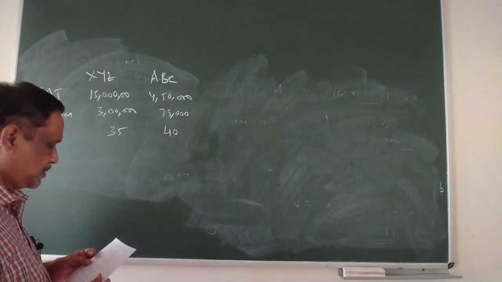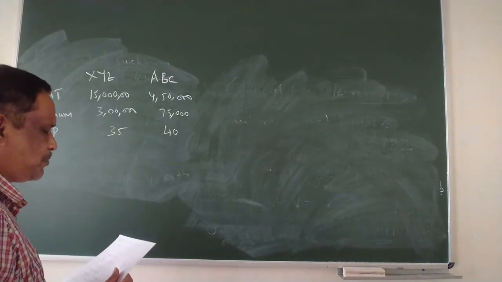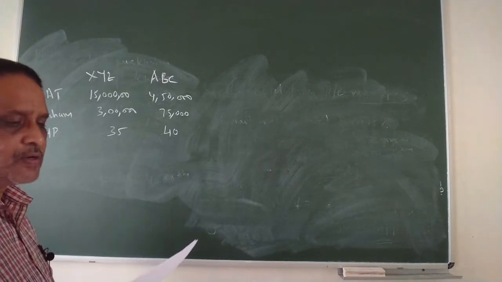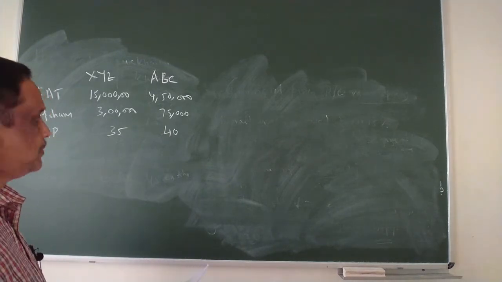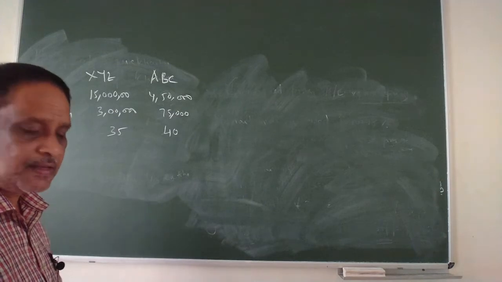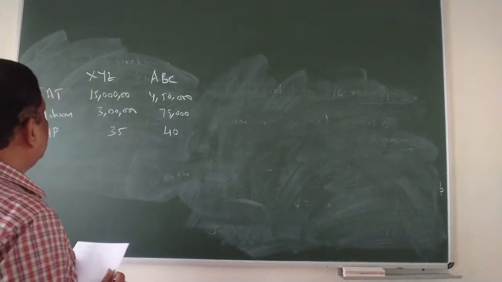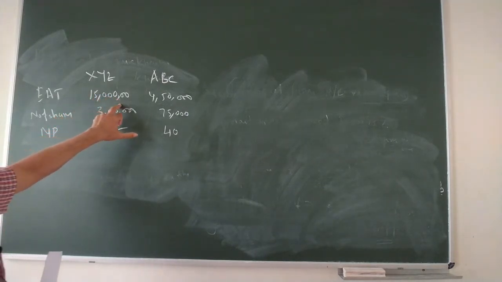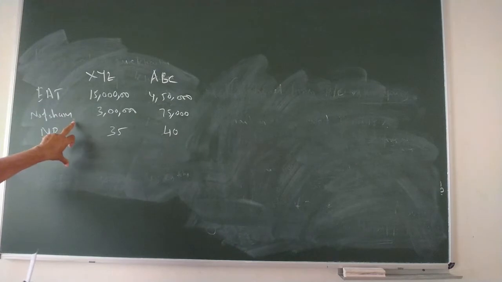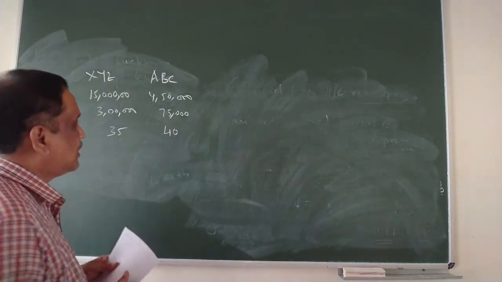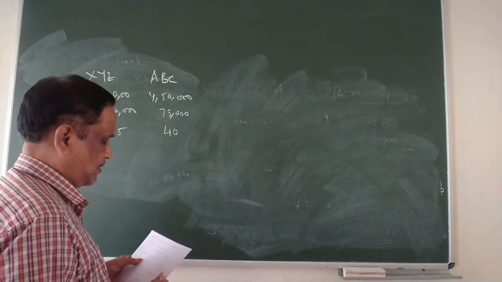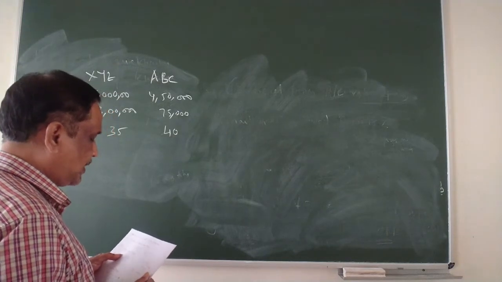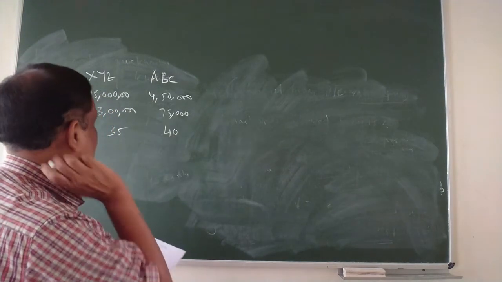So this is the next problem in mergers. XYZ is giving 1.6 shares of XYZ to acquire 1 share of ABC. The problem is on the slide, and the other details are given: earnings after tax 15 lakhs and 4,50,000, number of shares 3,75,000, market price 35 and 40. Now we are asked to calculate the exchange ratio based on market price.